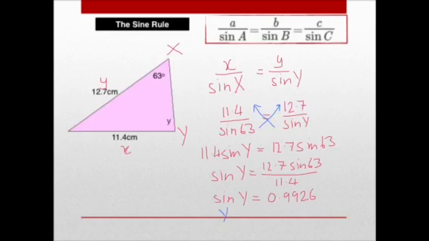And if you remember your normal trigonometry, if we want to find Y, knowing sine Y, we use the inverse sine. The reverse procedure of sine is inverse sine. So Y is equal to the inverse sine of 0.9926, and that ends up as 83.0 degrees.